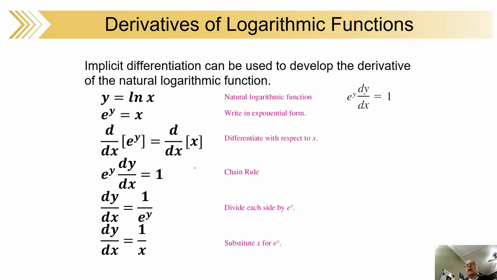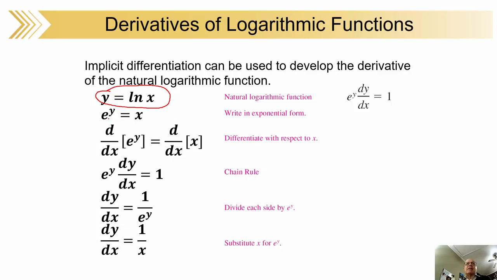So, just in case you're interested where this comes from, here's our natural logarithmic function. Now, what would you get if you wanted to take the derivative of both sides? Well, the first thing you can do is use each side as an exponent. Take e to the left side, e to the right side. These are inverse operations, so you just end up with x. e to the y equals x.